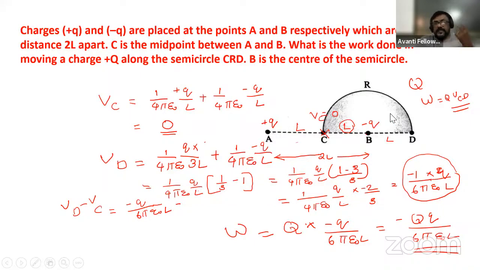So our aim, we should know what is work done. Work should be charge into potential difference. So we should know how to find the potential difference between 2 points in this case. Find the potential at D, find the potential at C, find the difference. That will be the potential difference. Then it should be multiplied with the charge. So the final answer is this one.